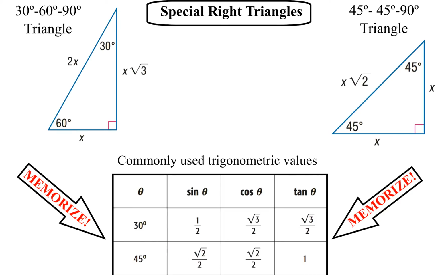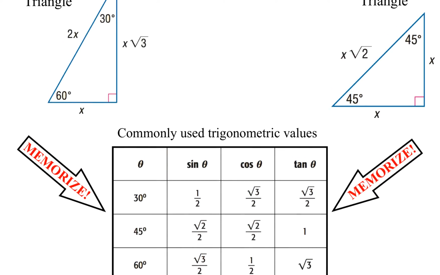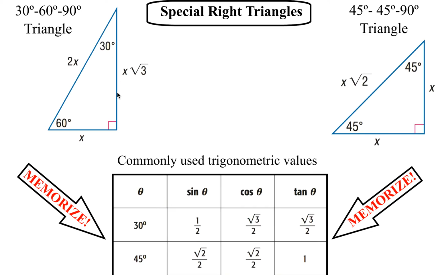The other thing I'm going to ask you to memorize is commonly used trig values. So for 30, 45, and 60, you will be using these quite a lot, and I want you to know the exact values. I will give you this table, and it'll be blank. I know it was blank in your notes, but I want you to fill in each of these values. Please fill them in carefully. And they come from these special right triangle ratios that we talked about right above.